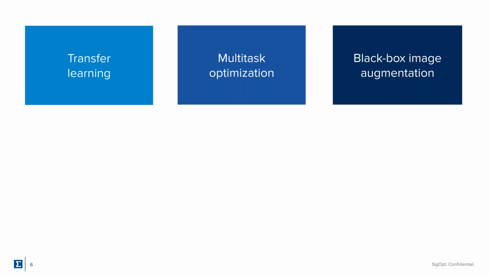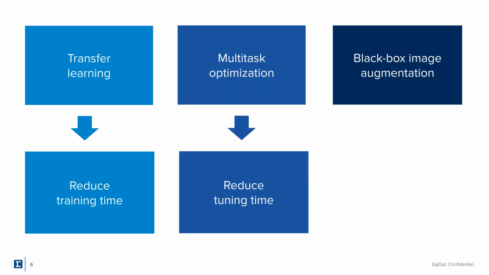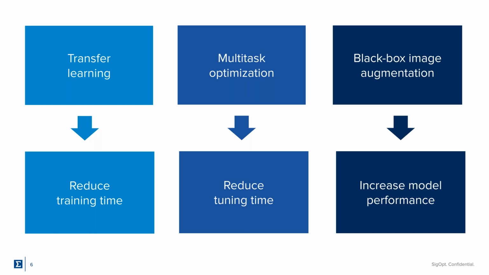So today we'll be looking at 3 efficient techniques that help us do this. One, we'll be looking at transfer learning to reduce our training time. 2, we'll look at multitask optimization to reduce our tuning time. And lastly, we'll look at black box image augmentation to efficiently increase our model performance. So as I said, we'll be using transfer learning to reduce our training time, multitask to reduce tuning time, and black box image augmentation will be used to increase our model performance.